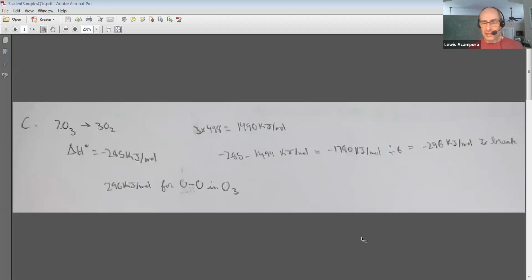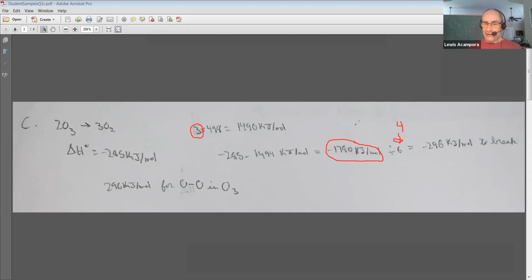The first is that the student took the total bond energy, which they got to be negative 1780, and divided by 6. And that should really be divided by 4. They correctly got that they were forming 3 bonds in 3 O2 molecules, but they were breaking 6 bonds, and that really should have been a 4. So even though they got one of them right and one of them wrong, there are no half points in AP exams, so they did not earn that point.